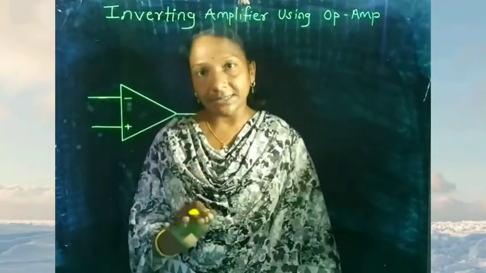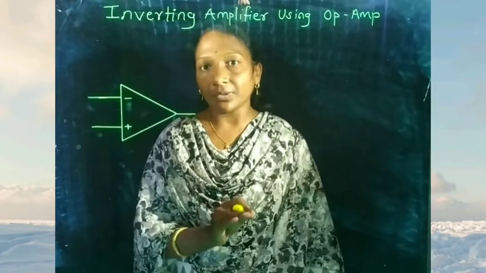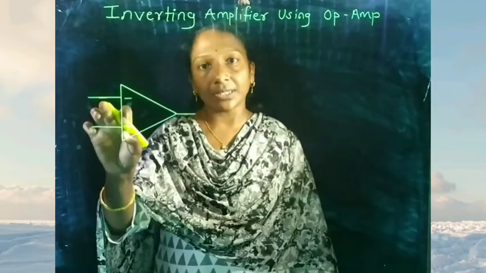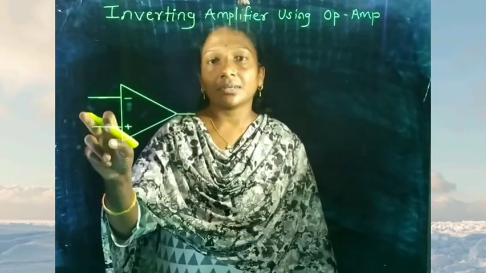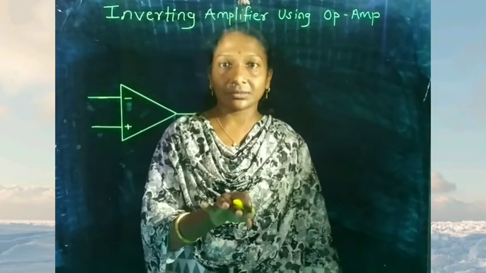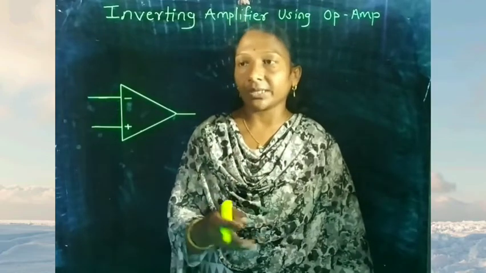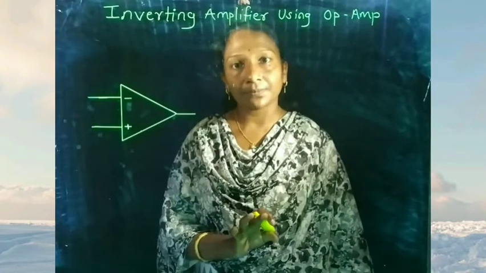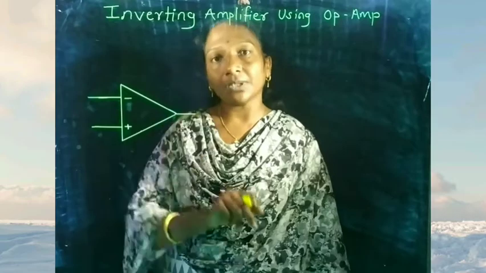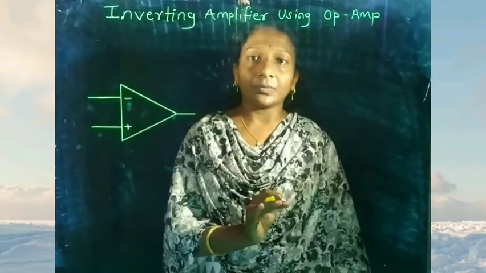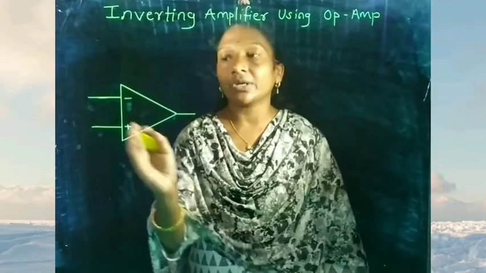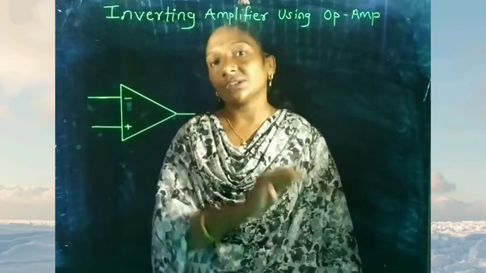When an AC signal or DC voltage is applied to the inverting input terminal, then output is out of phase or in opposite polarity with respect to the input. And if the input is applied to this non-inverting terminal, then output is in phase or in same polarity with respect to the input.